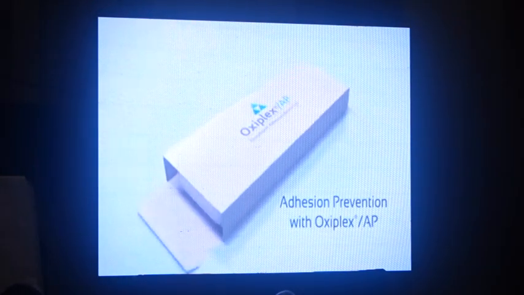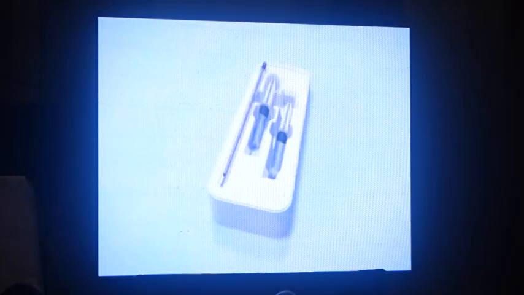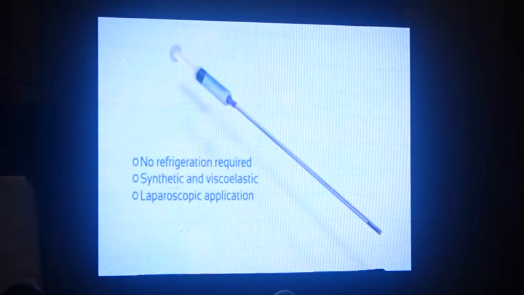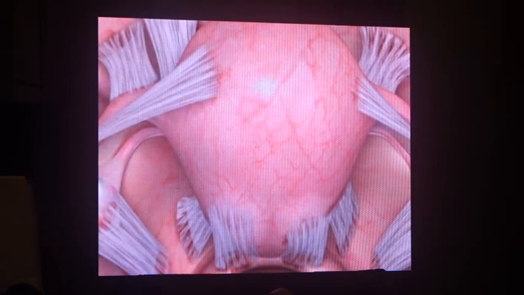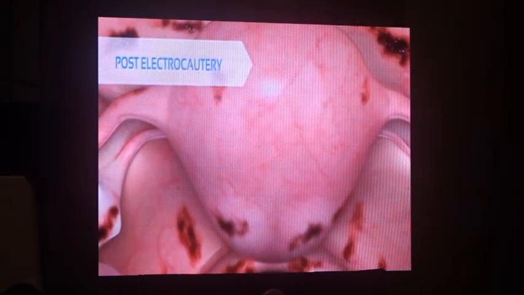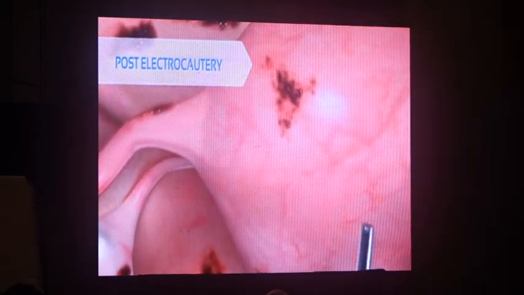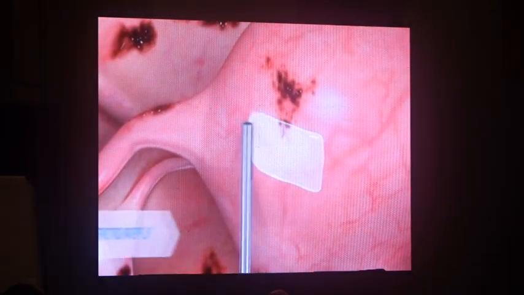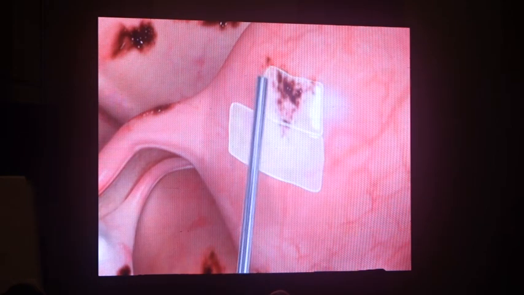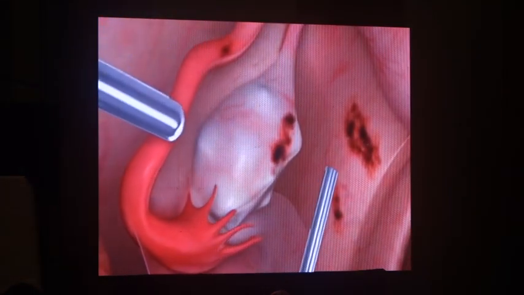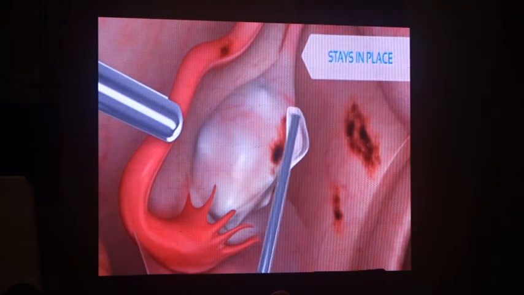So they have come up with Oxyplex AP, and it is available. It is a gel-like material. No refrigeration is required, it is a synthetic material, and it is very simple to use. While doing laparoscopic surgery, we can infiltrate this gel-like material in the pelvic cavity, particularly where we have done the surgery, where we are expecting that adhesions will form. It is a gel-like structure which has to be spread over these probable sites of adhesions.